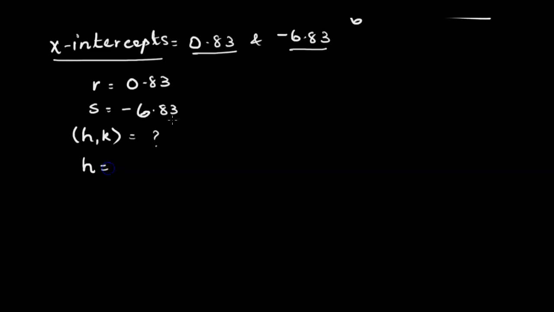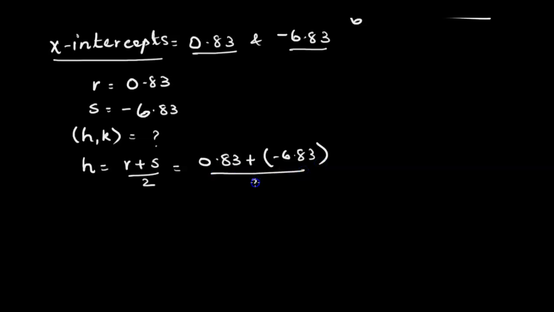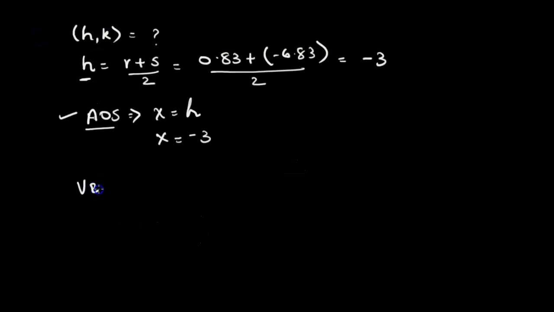We know h is the average, or the median, of r and s, which we have learned in one of the previous lessons. So we get 0.83 plus minus 6.83, divided by 2, and that would give us a minus 3 value. Now this h is nothing but the axis of symmetry. As we know, the axis of symmetry equation is x equal to the h value. So by finding h, the axis of symmetry, we can write it down as x equal to negative 3. So we've got the x-intercepts and the axis of symmetry. In order to get the vertex, we need the h and k values. The h we've got is negative 3, but we still need the k value.